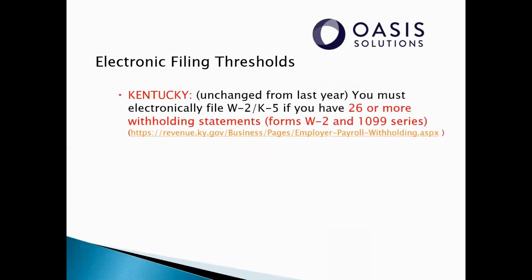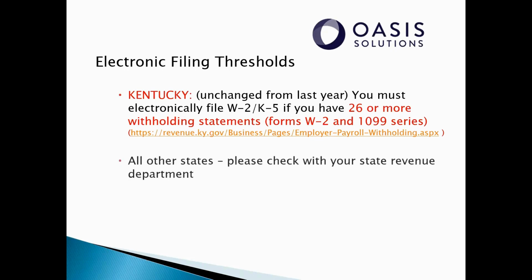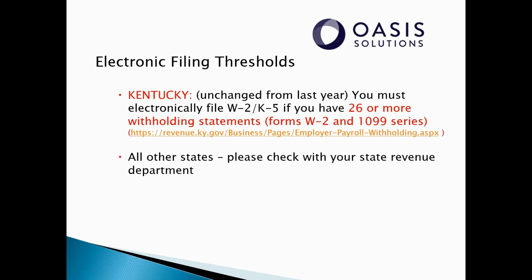On the state side, Kentucky is unchanged. If you have 26 or more withholding statements between the W-2 and 1099 series, then you have to e-file. All other states, I'm not so sure about, so you might want to check with your state revenue department to see what their thresholds are.